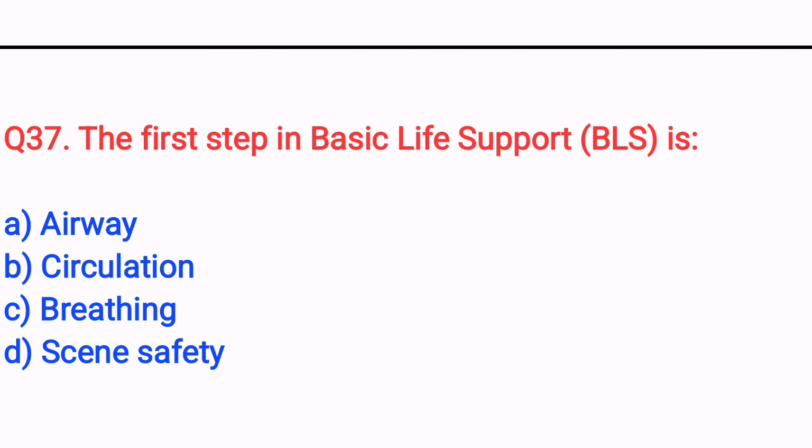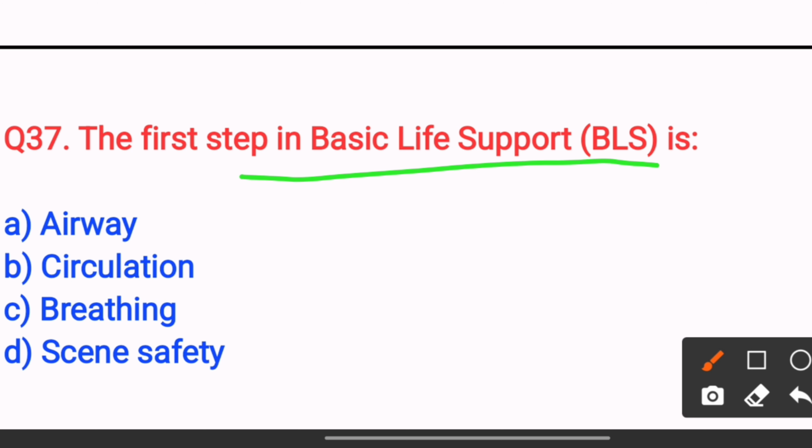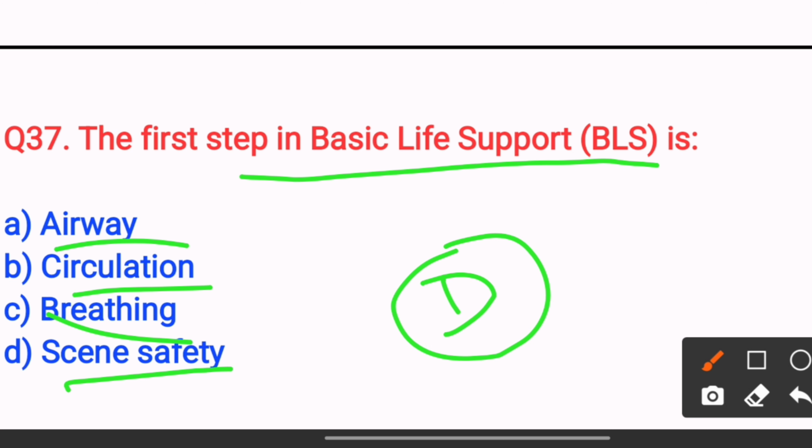The first step in basic life support is option A, airway, option B, circulation, option C, breathing, option D, scene safety. The answer is option D. At first we have to check the scene safety, and after that we will do the next procedure. So the answer is option D.